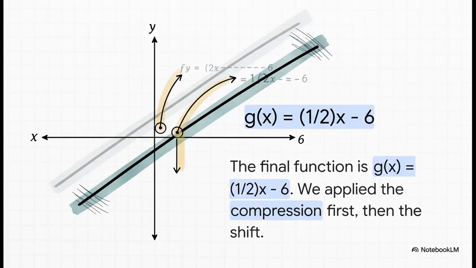The vertical compression, that's tool number 1, we multiply the whole function by 1/2. So x becomes 1/2 x. Then tool number 2, the vertical shift down. We subtract 6 from that result. And there's our final answer. g of x equals 1/2 x minus 6. See? We just built a totally new function, one piece at a time.